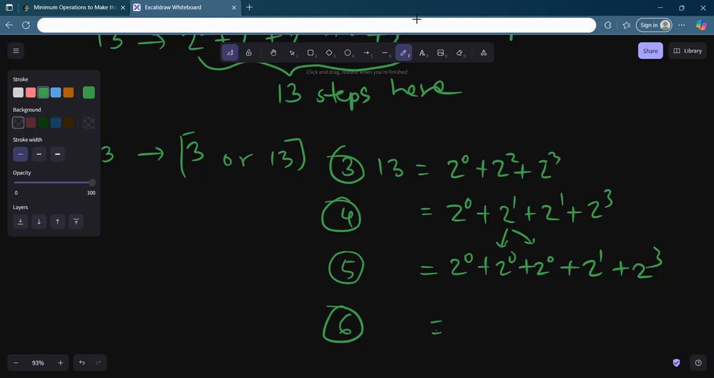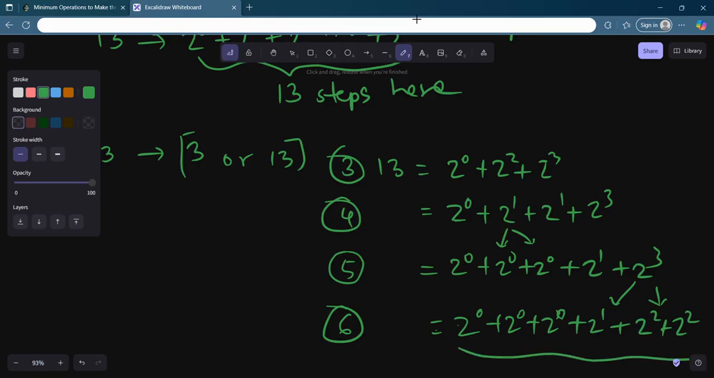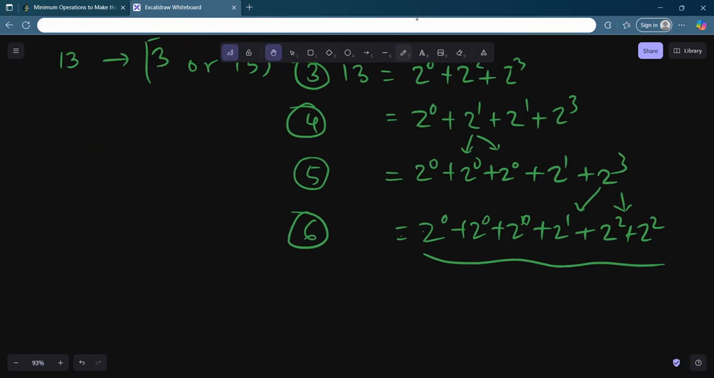Now I am asking you, give me 6 steps. You can again reduce this, or you can even break down this one also, right? 2 to the power 0 you write 3 times, then it's 2 to the power 1, and this 2 to the power 3 can be written as 2 to the power 2 plus 2 to the power 2. Okay, I hope you can understand. 4 plus 4 is 8, and 2 to the power 3 is 8 also. So you see you have 6 steps right now.